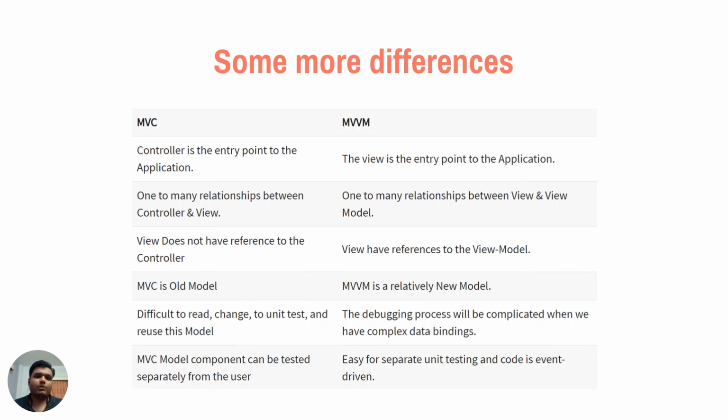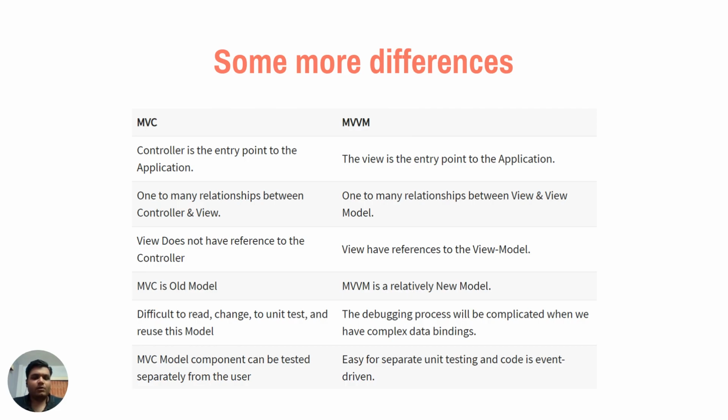Now let's look at some more differences between MVC and MVVM. So the controller is the entry point to the application, whereas in MVVM, view is the entry point to the application. In MVC, there is one-to-many relationship between controller and view, whereas in MVVM, there is one-to-many relationship between view and view model. In MVC, view does not have reference to the controller, whereas in MVVM, view has reference to the view model. MVC is a relatively old model, whereas MVVM is a new model since it's derived from MVC only.